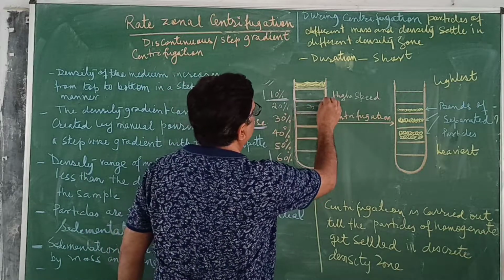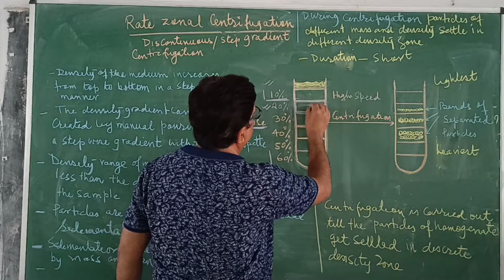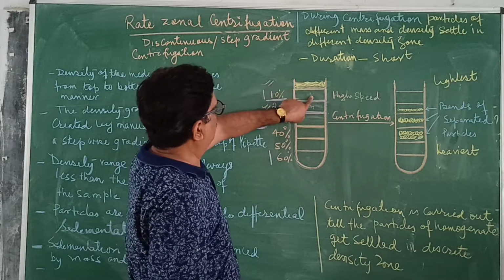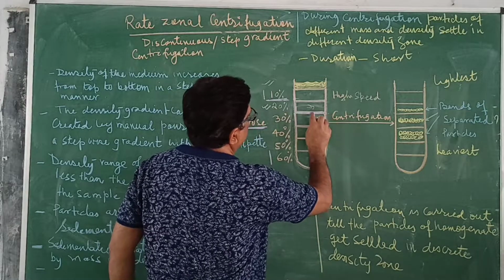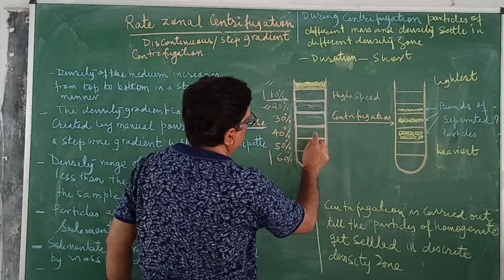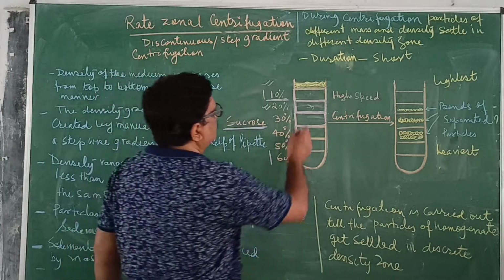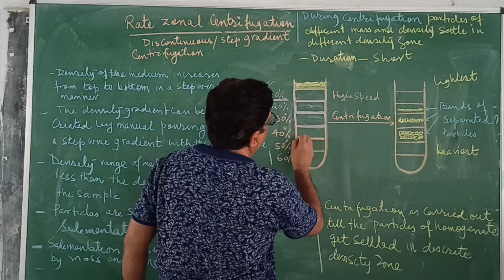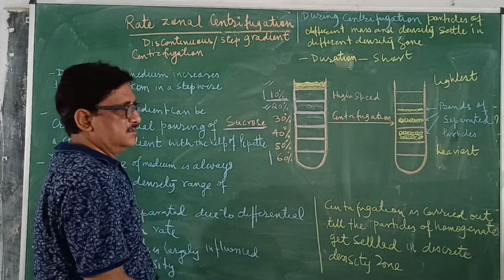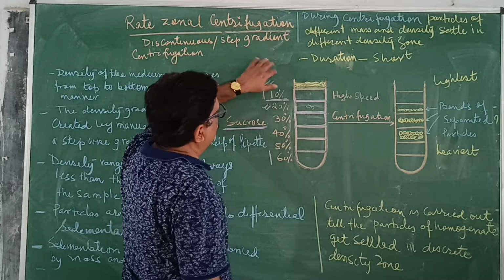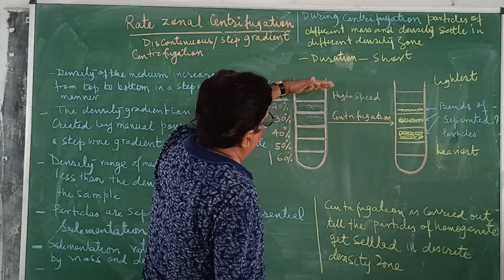The second layer, below this one, contains a sucrose concentration of 20%, and its density is higher than the layer above it. Similarly, this zone has a density higher than this one, and this zone higher than this one, and so on. So the density is increasing in a stepwise manner, and zones of different density are present in the centrifuge tube, increasing from top to bottom.